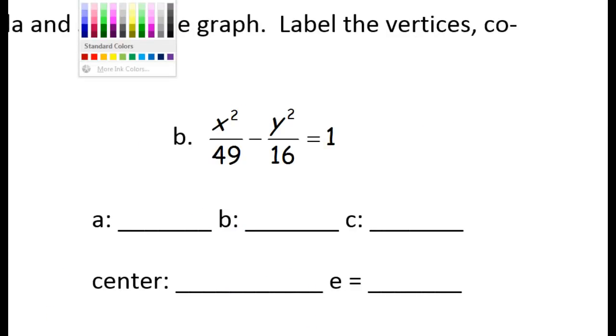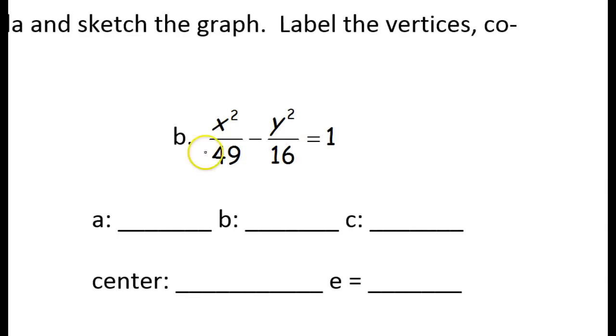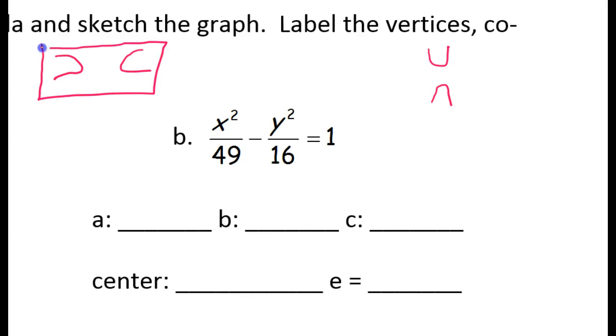All right, let's jump over to example B. Now, right from the beginning, you should be able to decide which of the following will be true. Is this going to be a hyperbola with a horizontal transverse axis opening to the left and right? Or will this be a hyperbola with a vertical transverse axis opening up and down? You should know this at a glance. Notice how the first term, the positive term, is the x term. That's how we know that this will be a horizontal transverse axis, opening left and right.